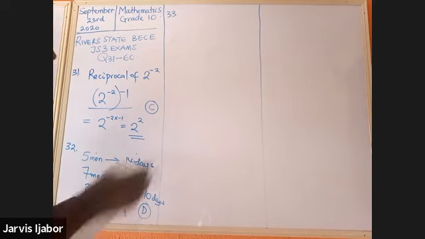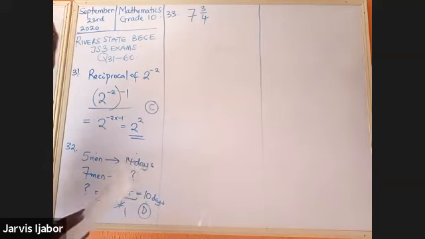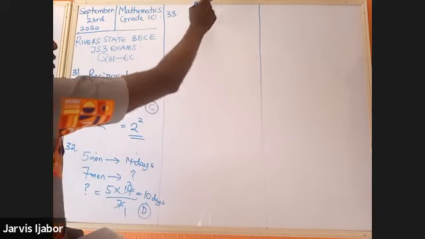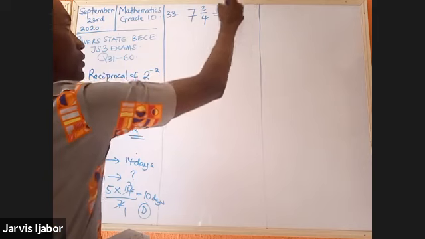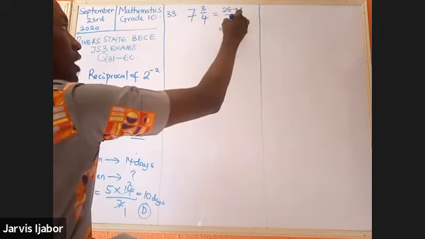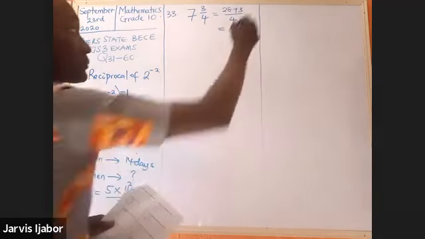Now in question 33, we have changed 7 3 over 4 to improper fraction. How do you change the improper fraction? This times this plus this. So that will be 28 plus 3 over what? 4. And that will be 31 over 4. And that option will be what? D.